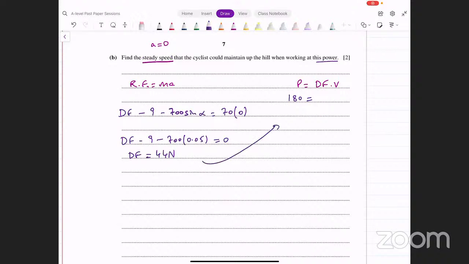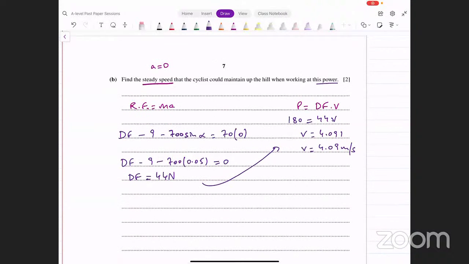ये value जाके वहां पे input कर दें. 180 equals 44 into V, and you're going to get the value of V from there. That's 180 divided by 44, and that turns out to be 4.091, or you can say that is 4.09 meters per second. That's the value of V that you get from this. ठीक है, ये आपको ये steady speed आ गई जो आपको चाहिए.